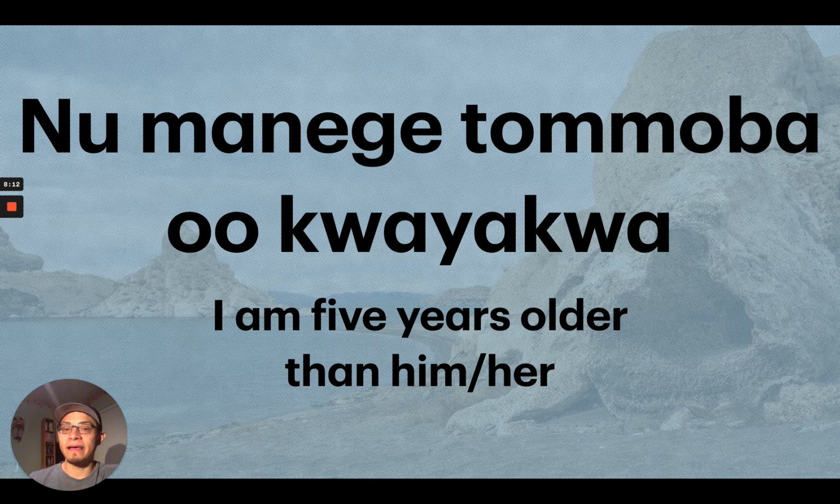Okay, here's the other term, kwayakwa, being used. It's ne manigitomo wa ukwayakwa. I am 5 years older than him or her. So ne, I. Manigitomo wa, 5 years. Kwayakwa, 5 years older. U, than him or her.